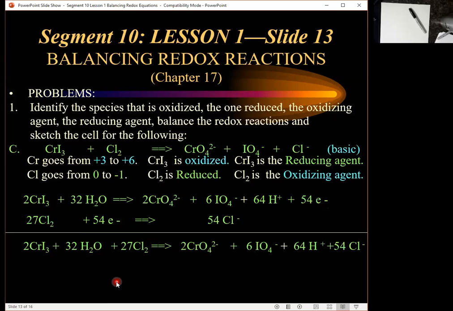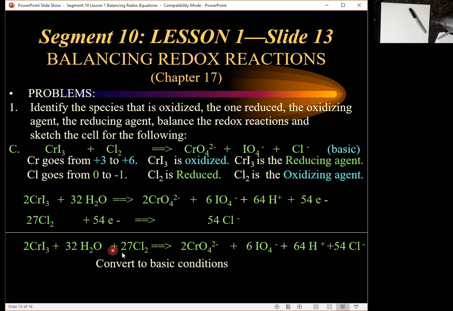All of the reactants on the left and all of the products on the right. And now we're balanced. Now, suppose I need to convert this to basic solution. And in fact, this does have to be in basic solution chemically. Iodate's not very stable in acid solution. And chromate, for that matter, is more stable in basic than it is in acid.